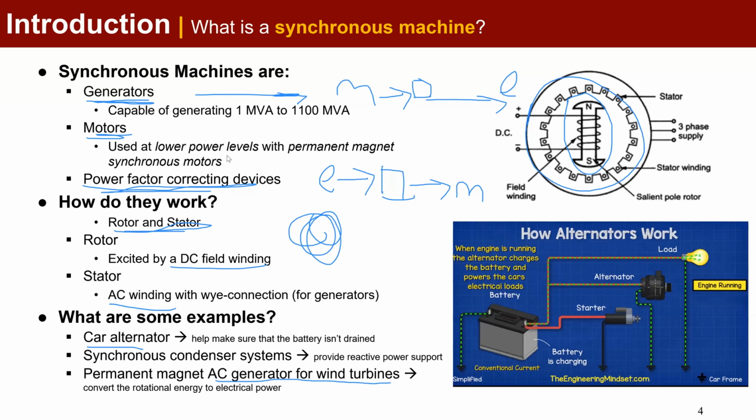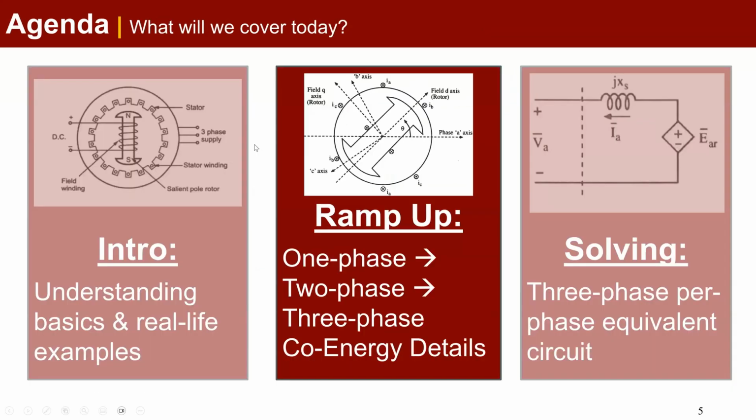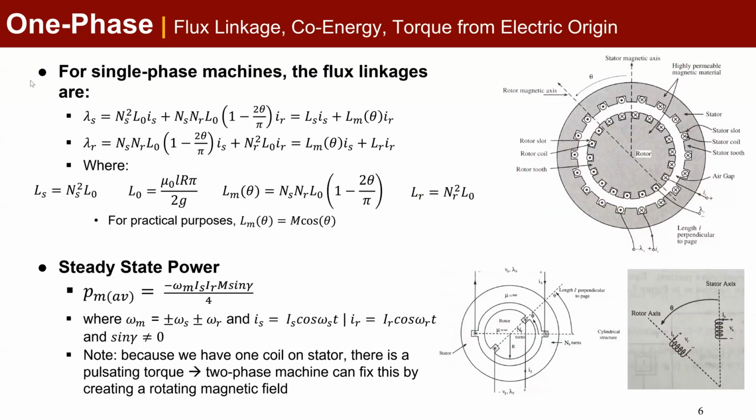Okay, so next, let's touch on a ramp up. Let's touch on the magnetic details of these synchronous machines. Starting with one phase, let's take a look at this diagram here. With the one phase, we're inputting our AC phase here, and then we're hooking up our DC winding to the rotor here, okay? From this, we get two flux linkage equations, one for the stator and one for the rotor. This is what we'll see here.